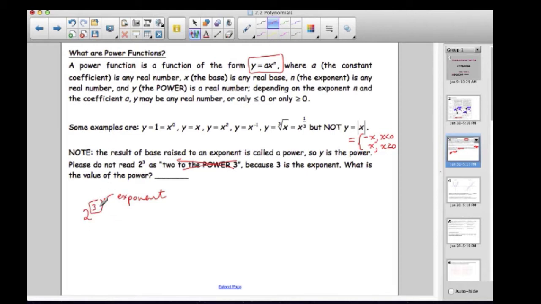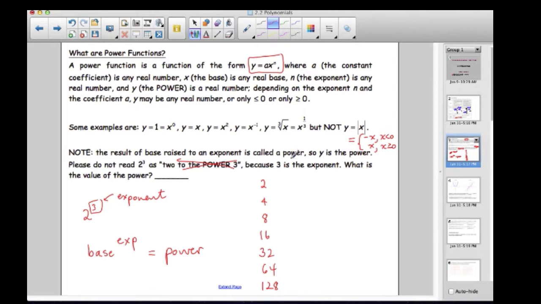But we want to avoid saying 2 to the power 3 because when we get to seeing logarithms in chapter 3, it can cause some confusion and misconception and misunderstanding. But the result of a base raised to an exponent is a power. And when we talk about the powers of 2, for example, how we buy our hard drives and flash drives, we buy them in 2 megabytes, 4 megabytes, 8 megabytes, 16, 32, 64, 128, etc.